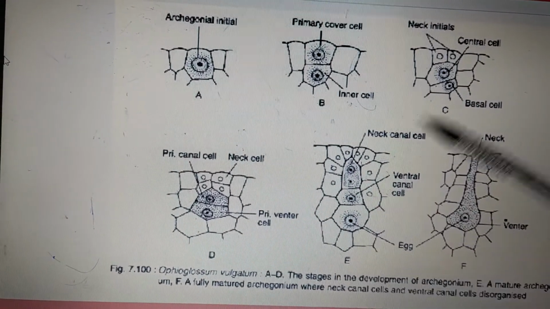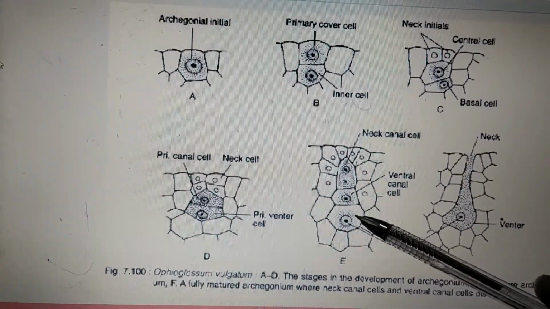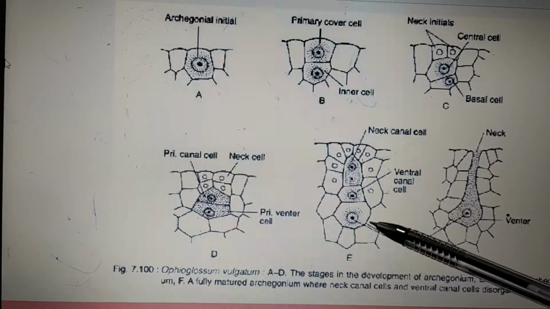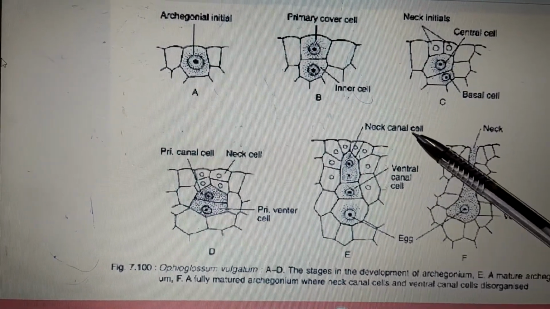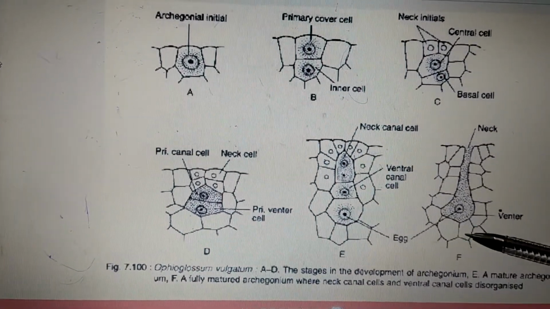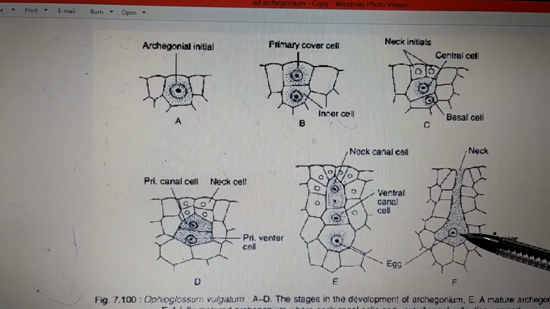This primary venter cell will again divide further periclinally, leading to the formation of a larger egg cell and a smaller venter canal cell. So we have the venter canal cell, egg, neck canal cell, neck, venter. So this is a developed archegonium, which shows a slender neck and the venter.